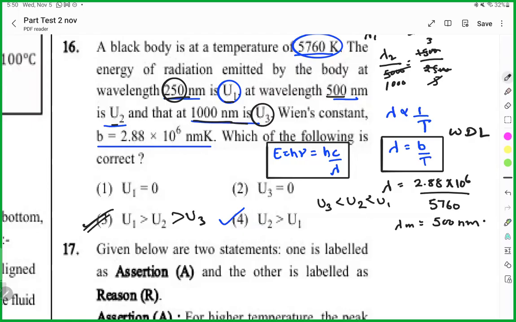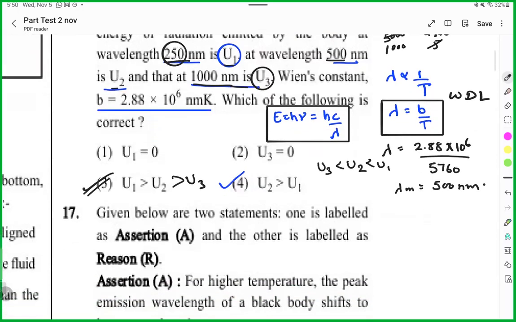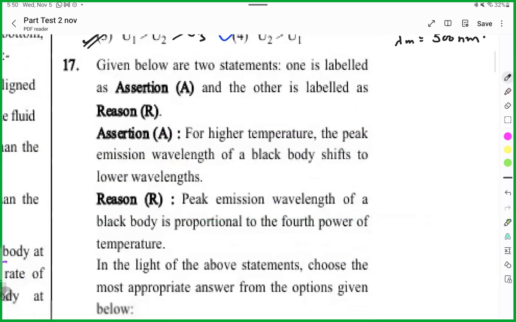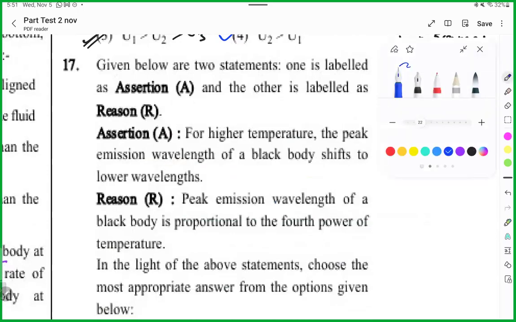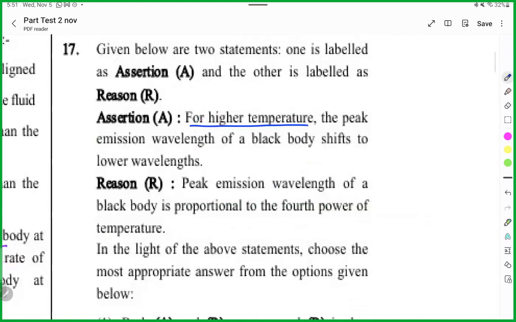Any doubt? Next question. For a solid at high temperature, the wavelength of the black body shifts to the lower wavelength. Is this correct, Anvita? Yes, sir. Anvita, tell me which formula should I use in this question? Question number 70.